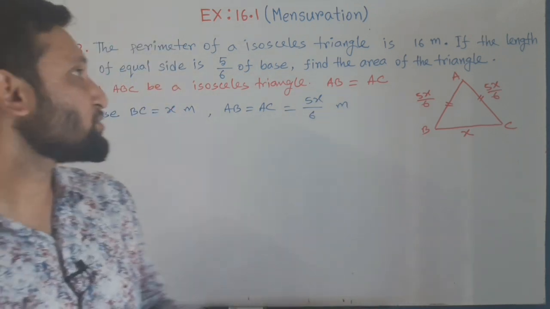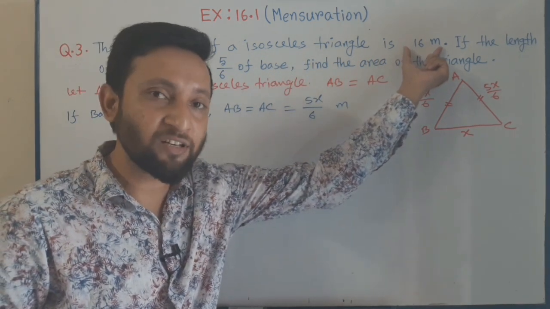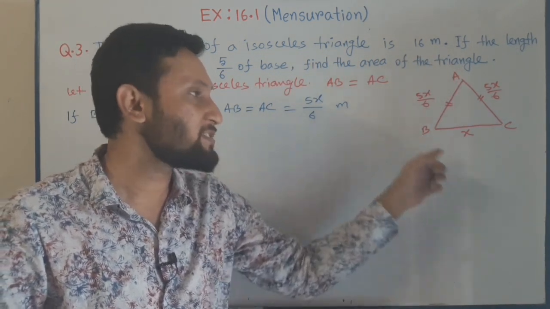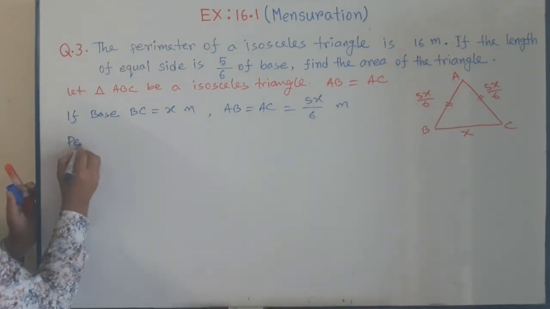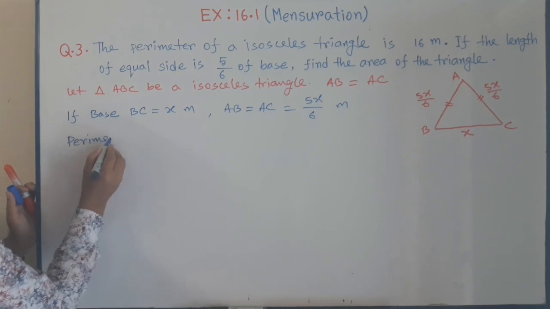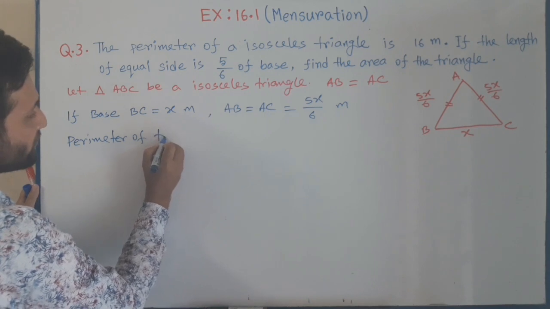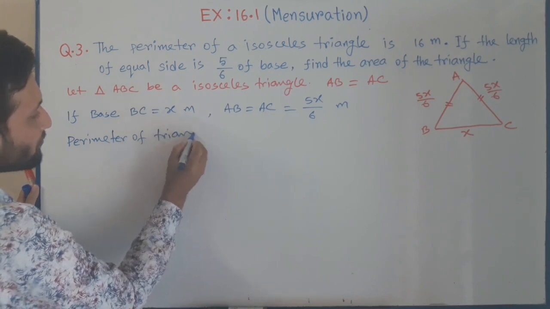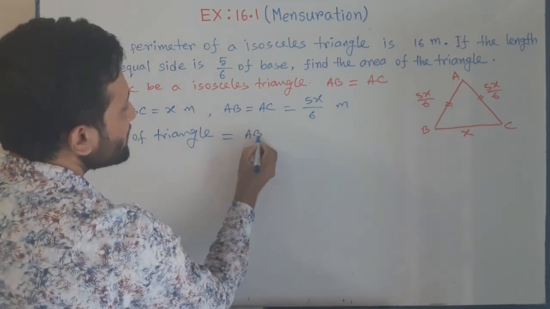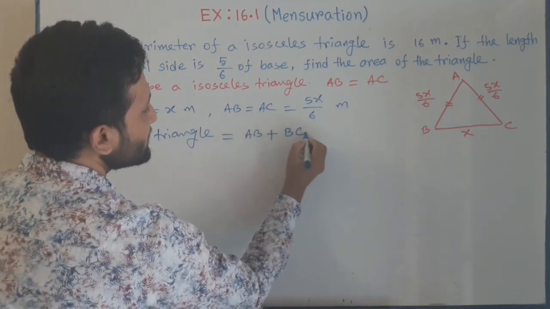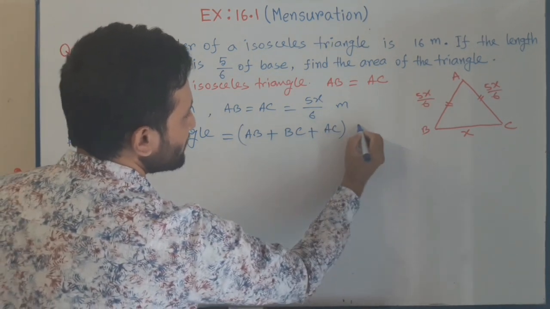Now in this question, the perimeter of the isosceles triangle is 16 meter. We know perimeter means the sum of the three sides. So we can write the perimeter of this triangle is the sum of three sides, that means AB plus BC plus AC, in meter.